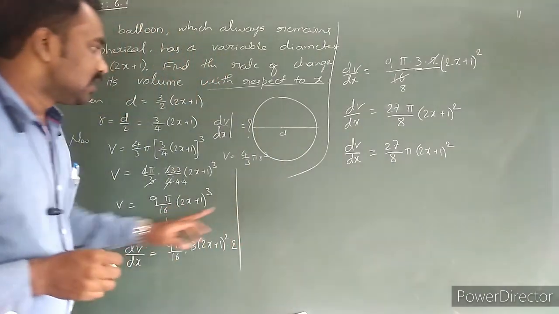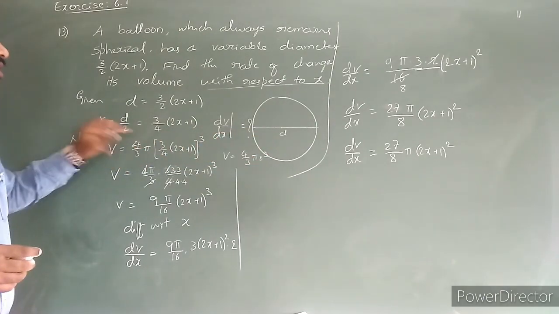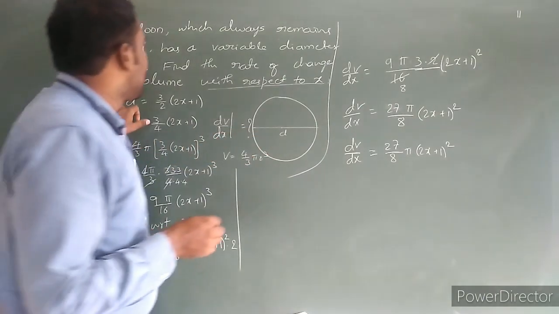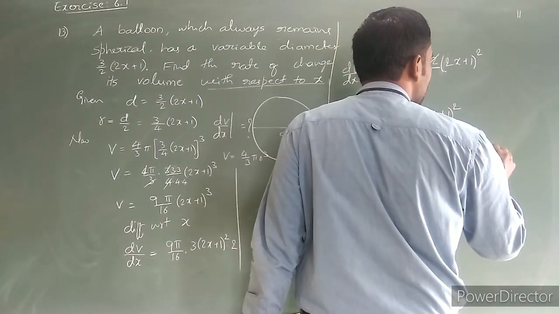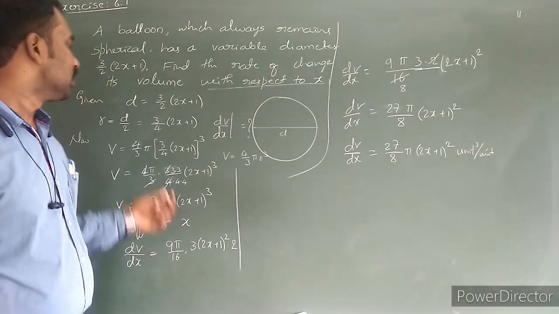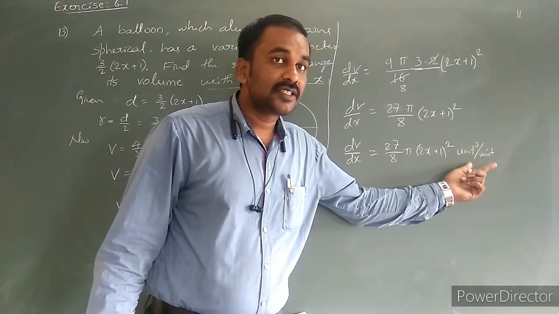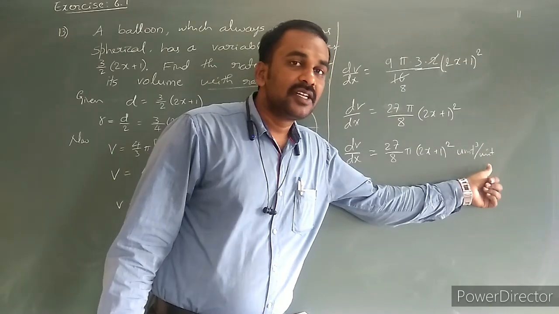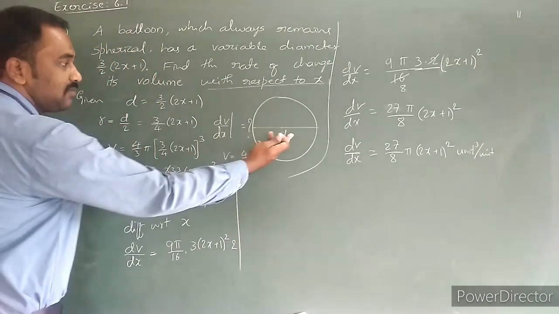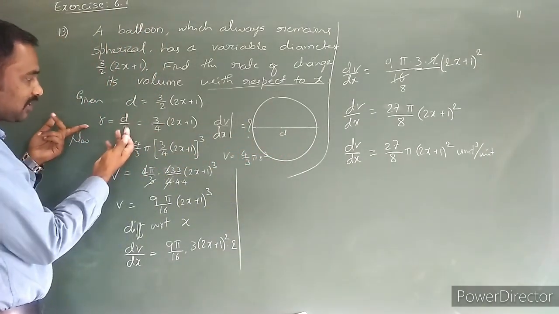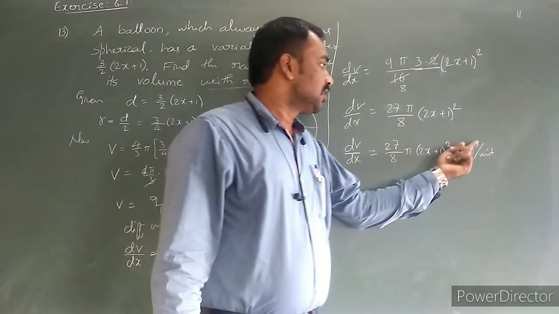What will be the unit? The rate of change of volume with respect to x. Already the diameter is in terms of x. So what can we write? Cubic unit per unit. So unit cube per unit. If it is given in terms of centimeter, it is centimeter cube per centimeter, not per second, because I am differentiating with respect to x. The diameter is the length, and the radius is diameter divided by 2, in terms of x. So that is the reason it is unit cube per unit.